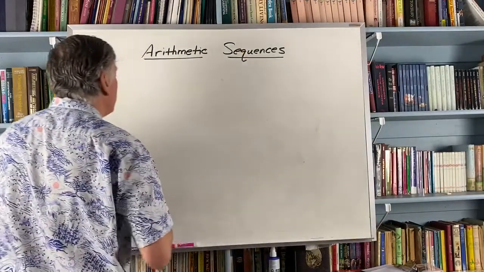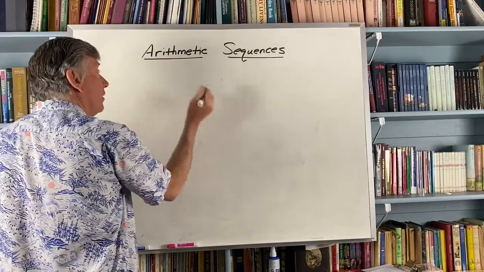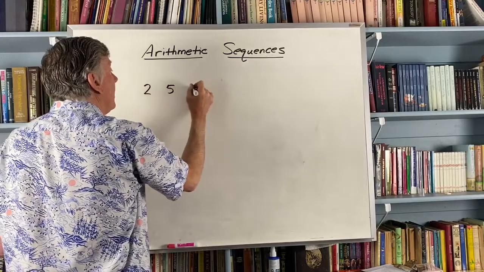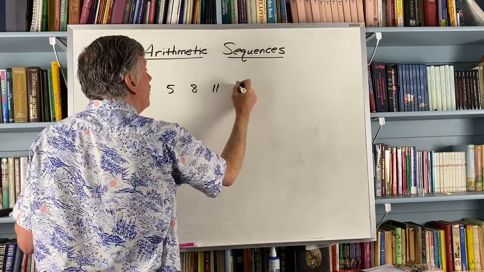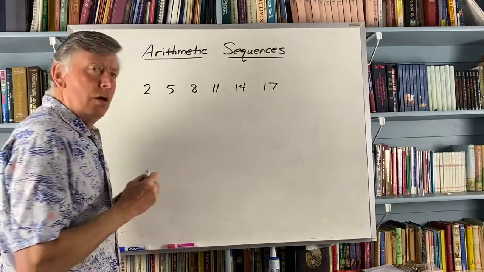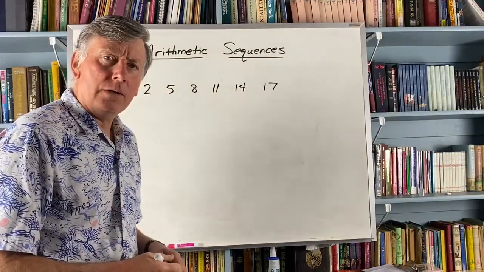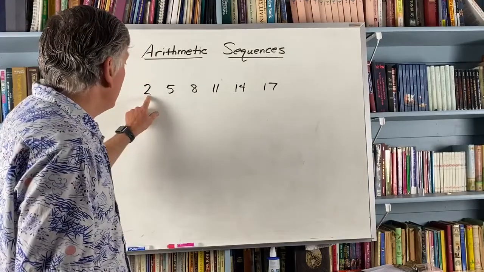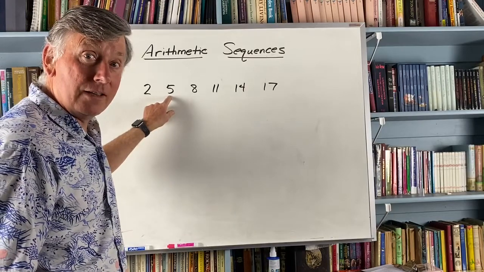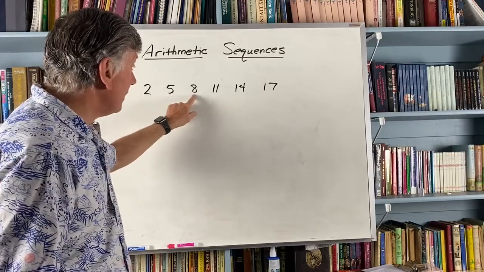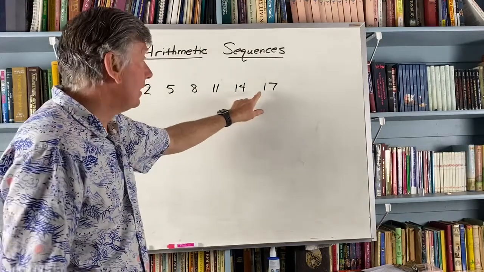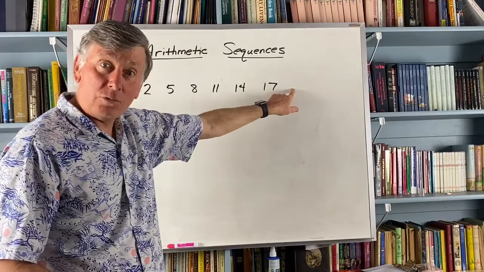Let's just start off with an example of an arithmetic sequence. I'm going to do 2, then 5, 8, 11, 14, 17. What's my pattern? I start with 2, and then I get to 5. Looks like I'm adding 3. Let's check. 5 plus 3 is 8. Yep, 8 plus 3 is 11. 11 plus 3 is 14, 17. My next one is going to be 20.